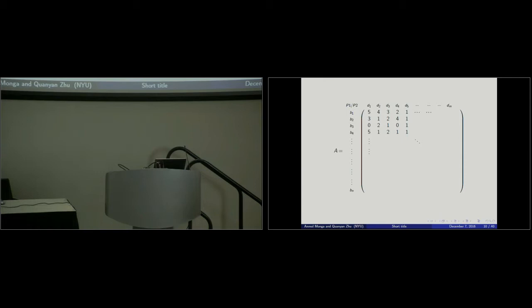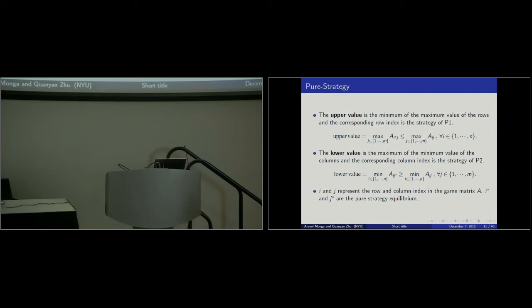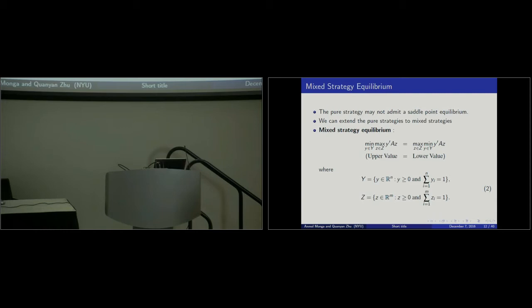So when it comes to something classical, we can look at the upper value. The upper value is the min-max value of the game, and the lower value is the max-min value of the game. And we say there is an equilibrium in the pure strategies when the upper value and the lower value are equal. But this is not always true. And that's why we turn to mixed strategies, where instead of looking at which row to pick, we look at the probability of you picking a row and the probability of you picking a column. And that's why you have the upper value in the mixed strategies.